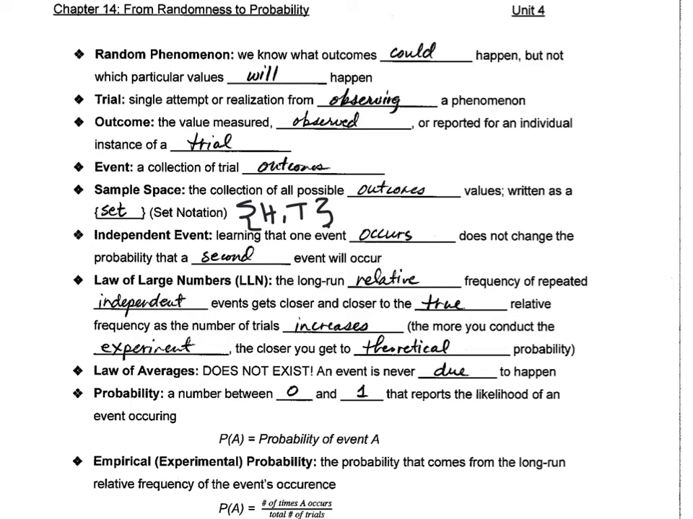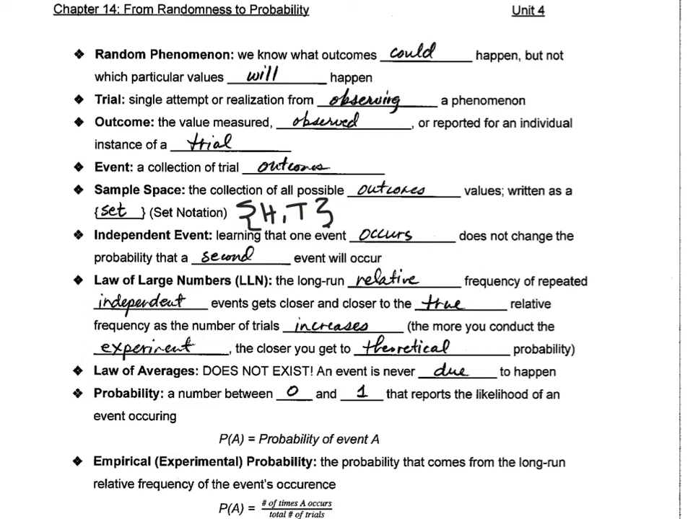Or if you use a casino game, for example roulette, and they spin the wheel and it comes up black like 10 times in a row, you can't say, well, because of the law of averages, it's got to be red. That's not the way it works. An event is never due to happen. So the law of averages does not exist.